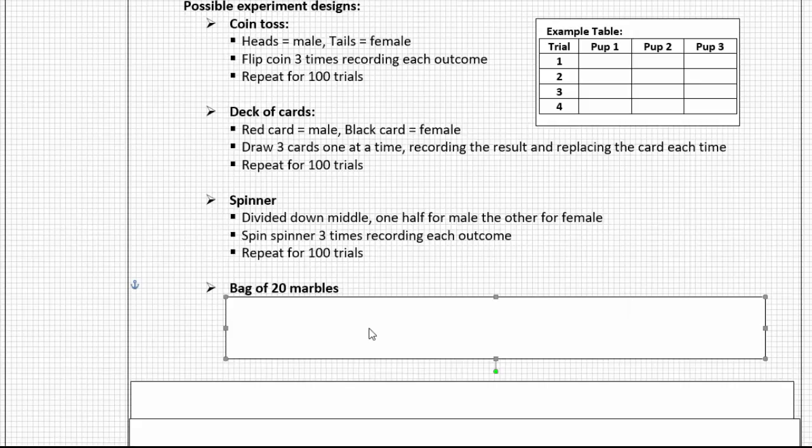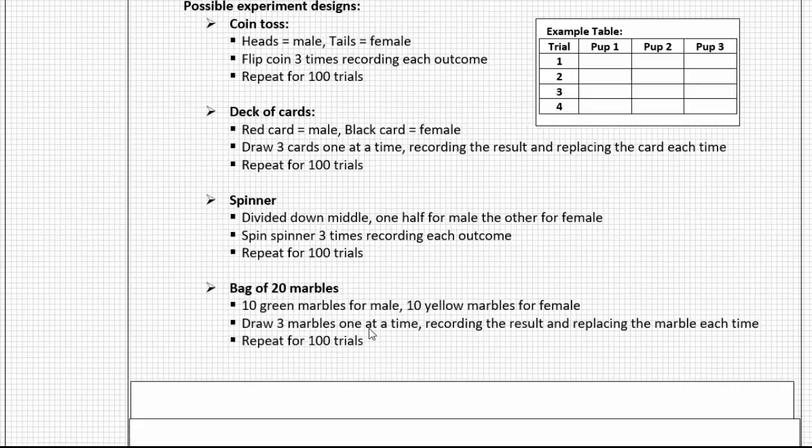For a bag of marbles, it might look something like this, where I'm going to put half of the marbles that are alike, like 10 green marbles to represent the males, 10 yellow marbles to represent the females. You could have chosen different colors, as long as half of them are the same and represent the males, and the other half are a different grouping, a different category, and represent the females.